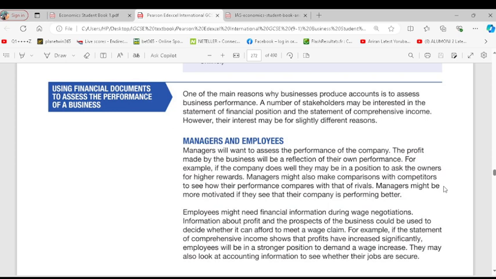They need to assess the performance of the company because if the company is doing well, it becomes the measure of their own success. So if the company is doing well, it means whatever decisions they make have impacted the business positively. Do you get what I'm saying here?